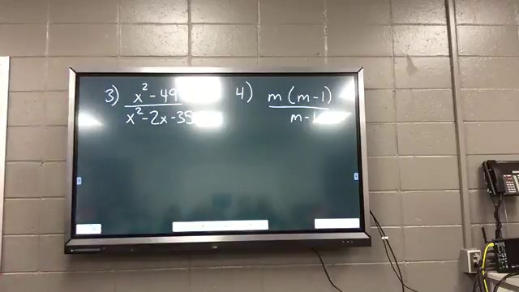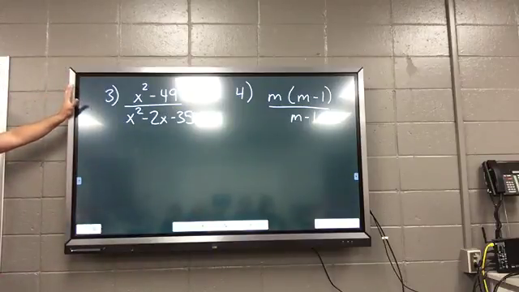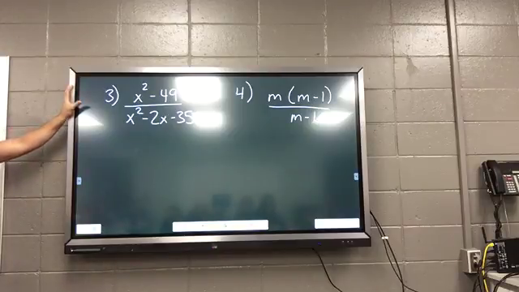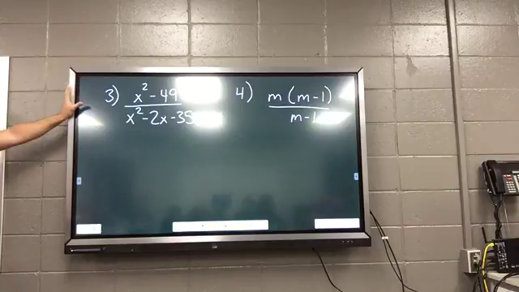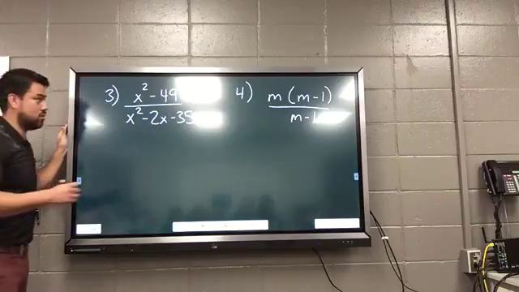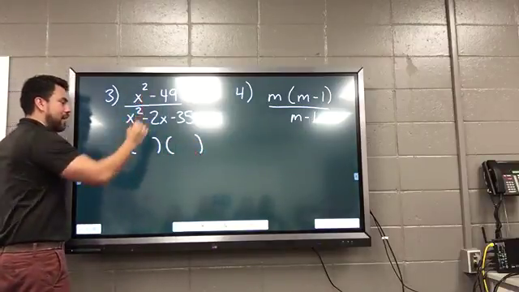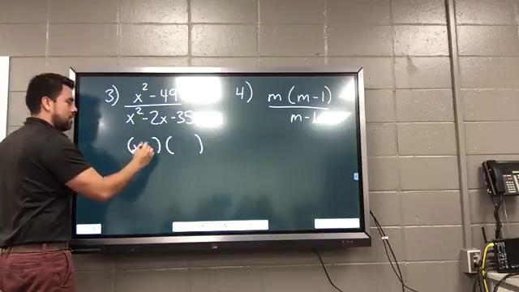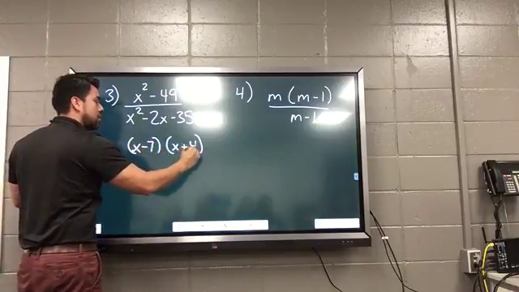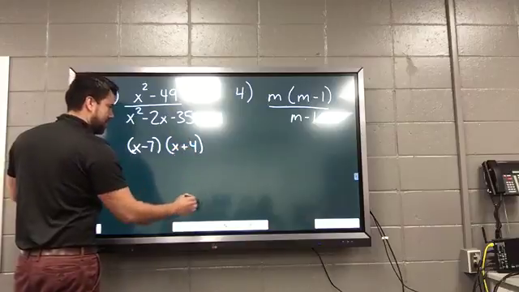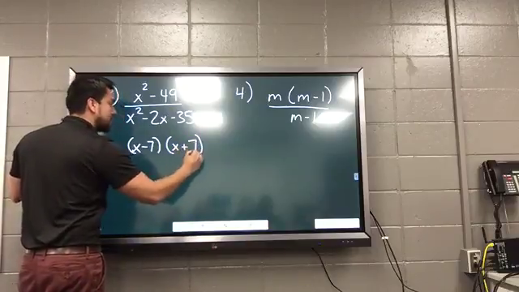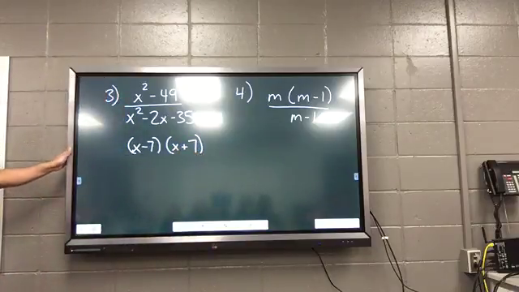Okay, on this one, I'm going to give you a little bit of time if you did something differently. But what's my first step on these? Factor. Can I factor the numerator? Is it a difference of squares? So this is the numerator. What can that be factored into? It's x minus 7, x plus 7. That's the difference of squares.